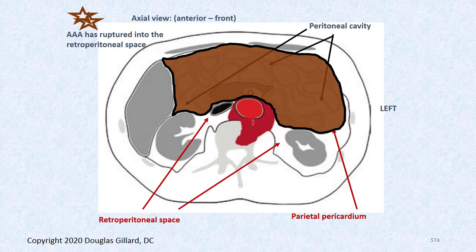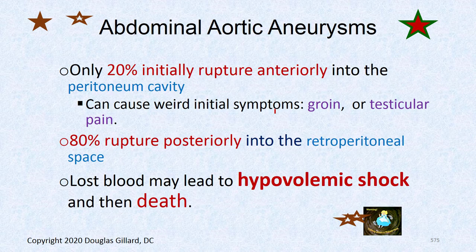Patient may actually feel better. Stomach pain stops. It's a temporary window because it's going to rip into here real soon as the pressure keeps increasing. It can't hold it forever. So that's an interesting phenomenon. Only about 20% rupture anteriorly. If you rupture anteriorly, you're probably not going to make it to the ER. You probably die. So luckily, most of them rupture toward the backside, 80% into the retroperitoneal space.